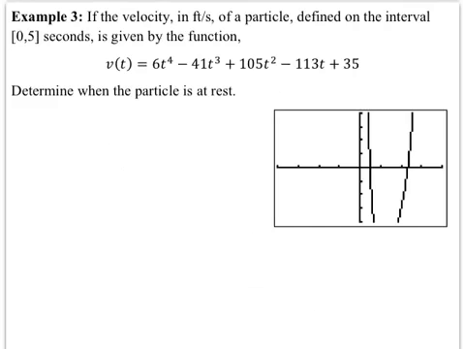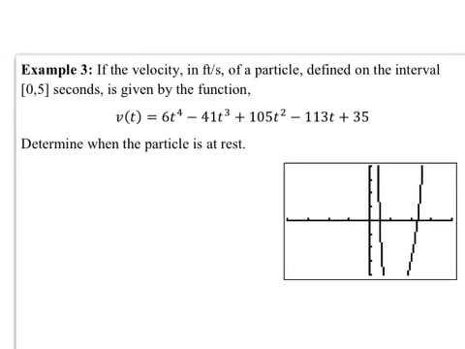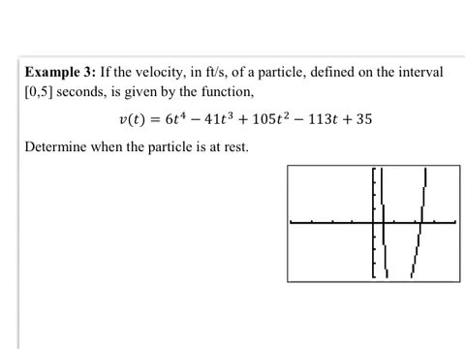Let's take a look at a second example. Example 3 says, if the velocity in feet per second of a particle defined on the interval from 0 to 5 seconds is given by the function v of t equals 6t to the 4th minus 41t cubed plus 105t squared minus 113t plus 35, determine when the particle is at rest.